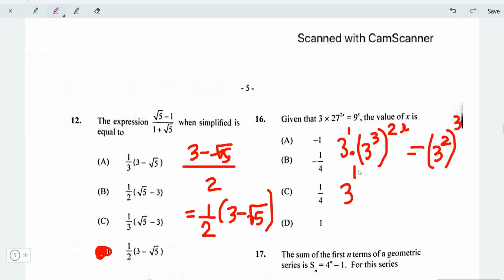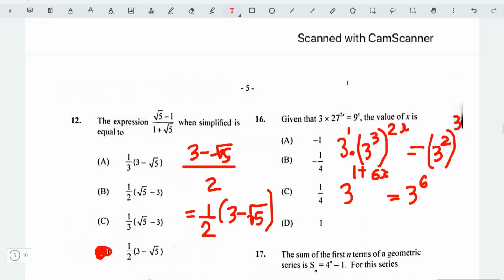So it's 3 to the 1 plus, but we have to multiply 3 times 2x to get 6x. And that is equal to 3 to the, we multiply 2 times 3, which gives us 6. So that means 1 plus 6x equals 6. When we equate the powers, 1 plus 6x equals 6. And so what we can do then is bring over the 6 over here.